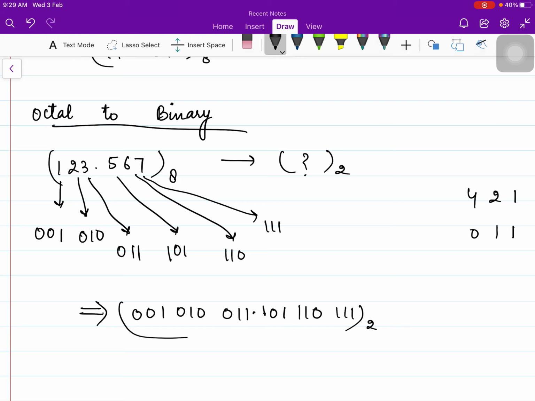So it's very simple once you understand what is taking place, what is the proper technique to convert one number system to another.